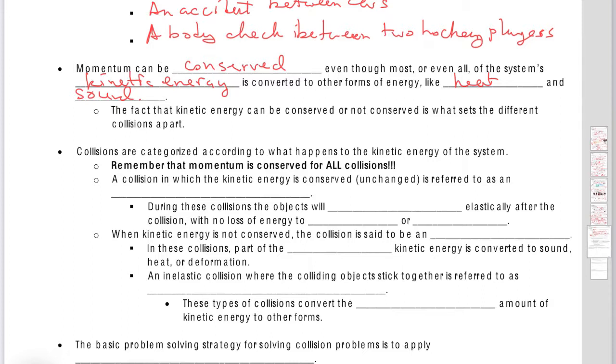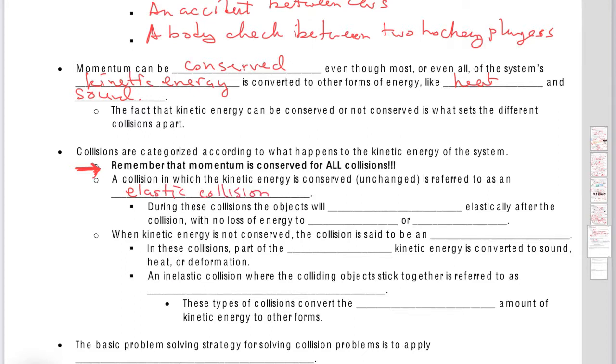There's all kinds of different types of collisions, but really there's two, though we'll talk about three types. Collisions are categorized according to what happens to the kinetic energy of the system. This is very important to note: regardless of what's happening, the momentum is always conserved. Now, a collision in which the kinetic energy is conserved or unchanged is referred to as an elastic collision.